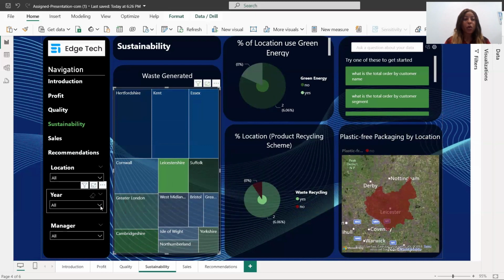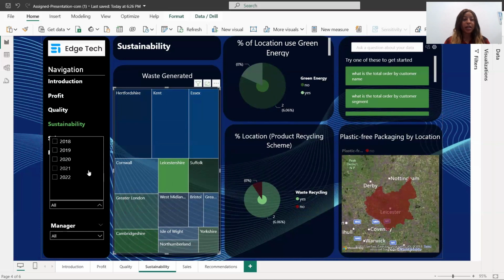Now, if we go by year, from the slicer, I just don't want to talk about the locations because they are all well pronounced here on the dashboard. Then, if you go by year, in the year 2018 in Leicester, you can see what the location is showing on the waste generated. In 2019, it's also very high. I'll move over to 2022 in Leicestershire.